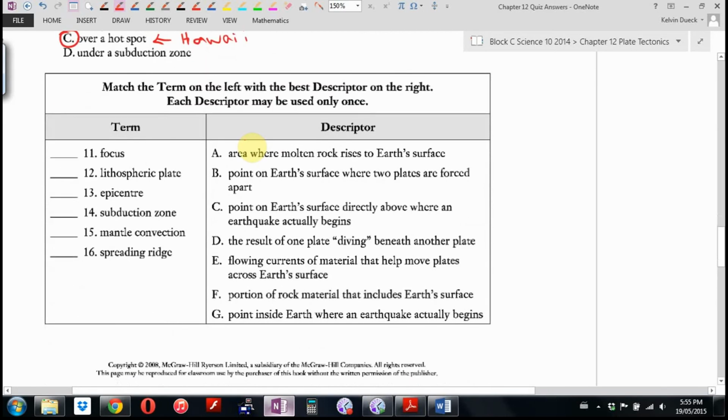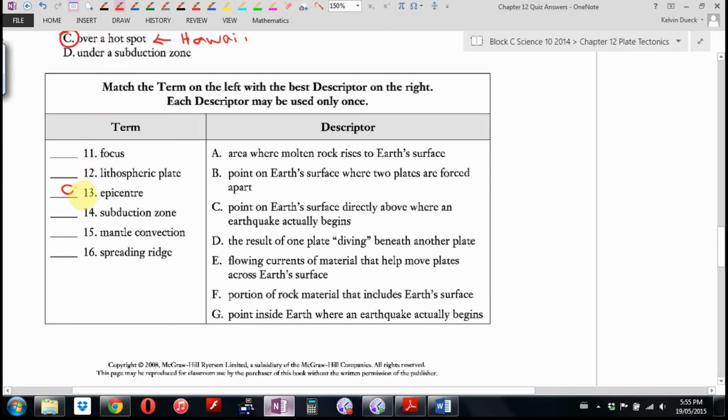Match the term on the left. Okay. I like this. You know what? I think every one of these words shows up in your matching section on your test. So what's the difference between focus and epicenter? The epicenter is directly above where an earthquake actually begins.